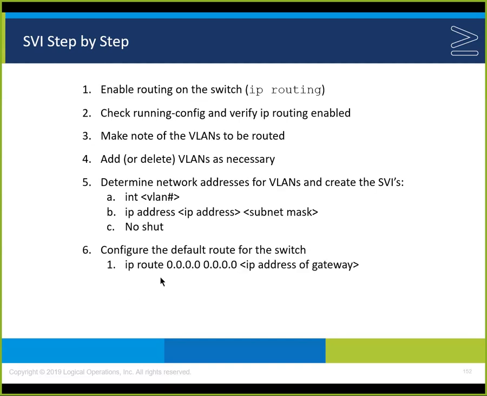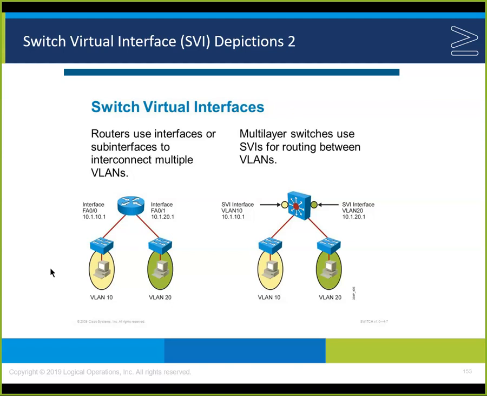Configure a default route on the switch. We haven't done default routes, we will, but it's ip route 0.0.0.0, and the default route is like the default gateway. The IP address of the gateway, and then to verify with show ip route. Well, we will do routing for those.